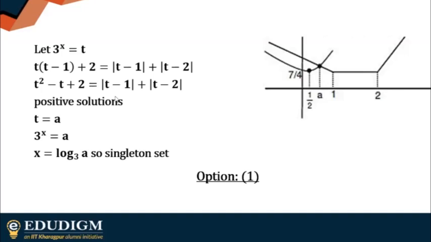Suppose I'm taking y equals t square minus t plus 2. This will be a parabola. You can work this one out. You can just write this one as t minus half whole square plus 7 by 4. From there, if you just change sides, you can understand that it's an upward parabola having its vertex at (half, 7 by 4). So that is a parabola.